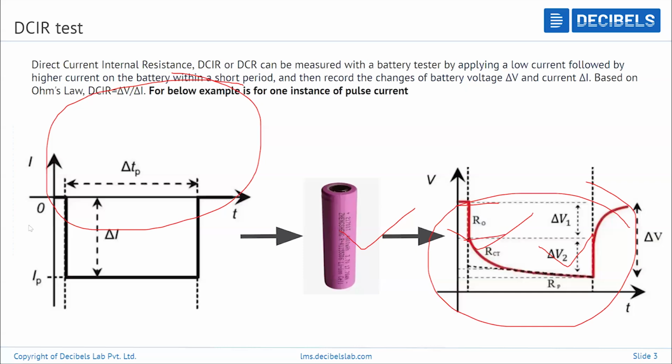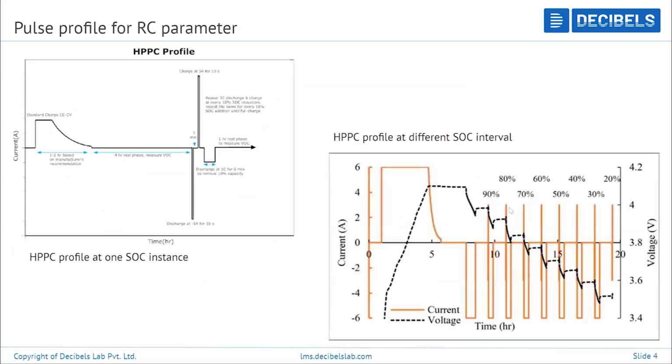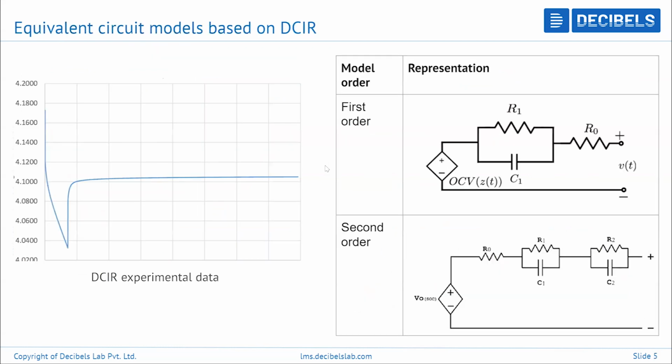Okay. So because we know that R0, R1, C1, all these are functions of SOC and temperature. Okay. Yeah. So this is about DCR. I just went through it in overview.